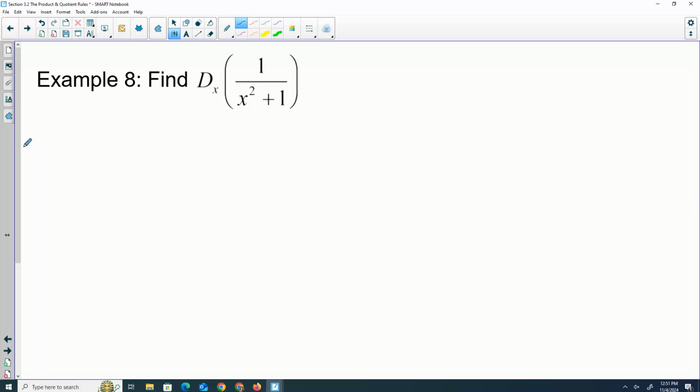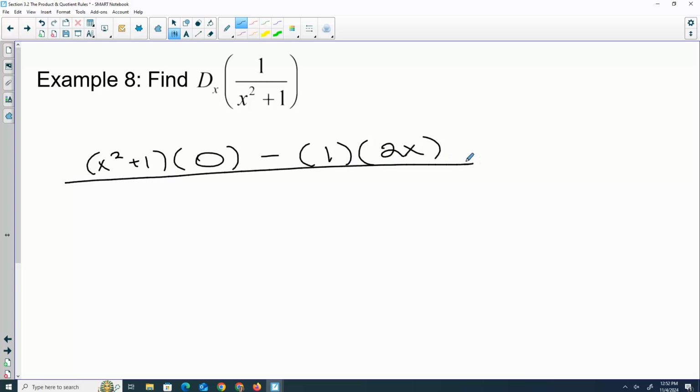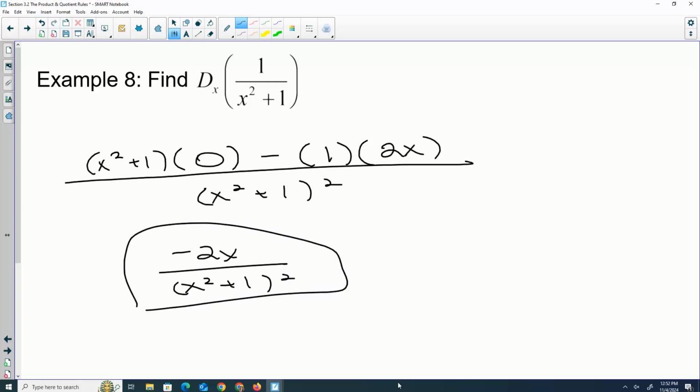If I wanted the derivative of this, is there any way to write it without a quotient? No. So it's low, the bottom, d high. What is the derivative of the top? 0. So it's 0, minus high, d low. What's the derivative of the bottom? 2x, over low squared. So that first term drops, and we have negative 2x over x squared plus 1 squared. That's all we have to do.